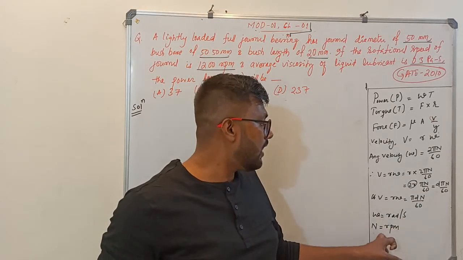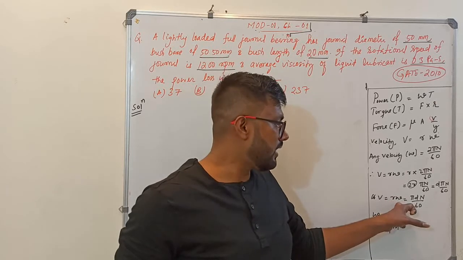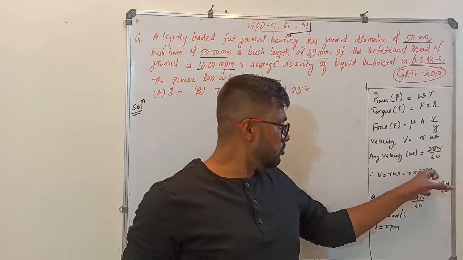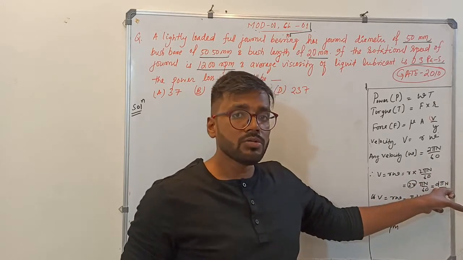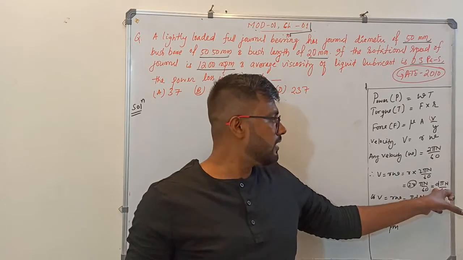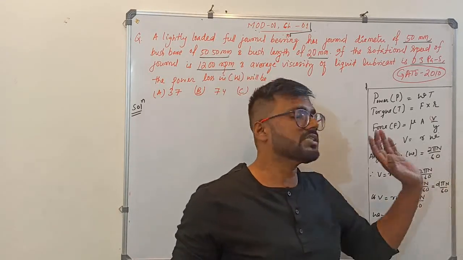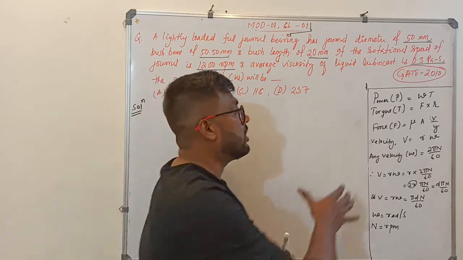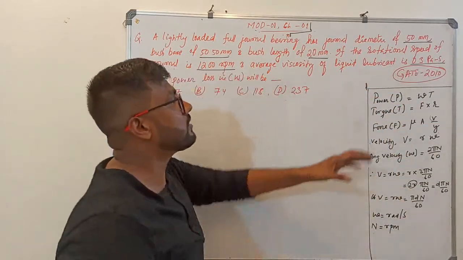Omega is the angular velocity in radian per second. The formula is V equals r omega, with omega equal to 2 pi N by 60. 2 times r is the diameter. So V can also be written as pi D N by 60. With these prerequisites, we are going to solve this problem.